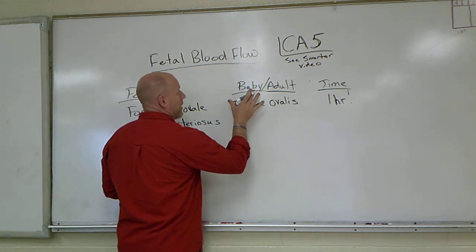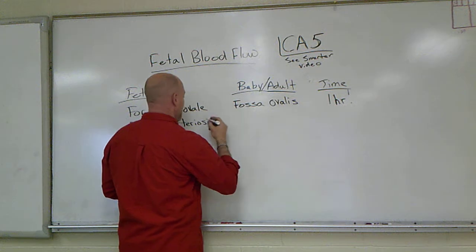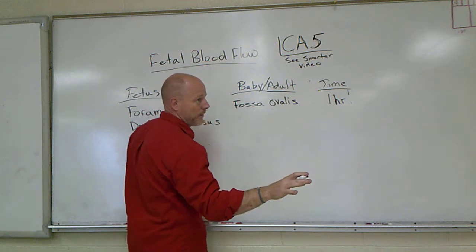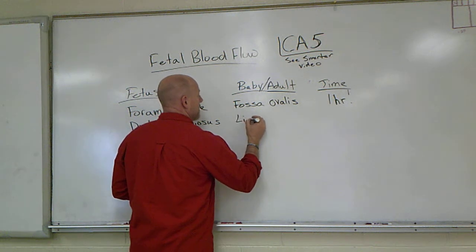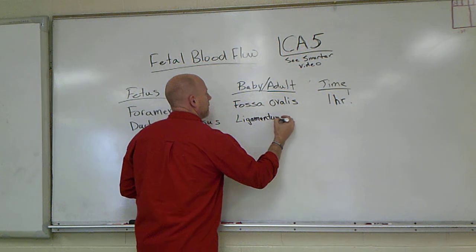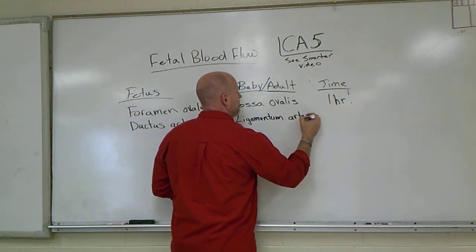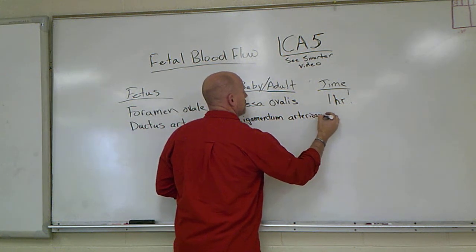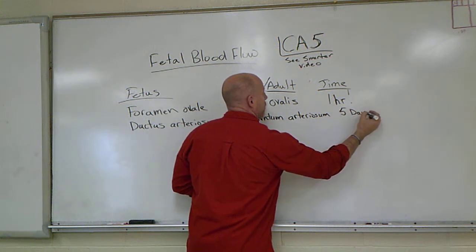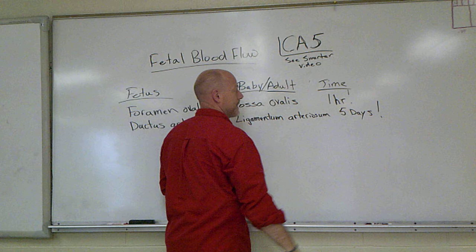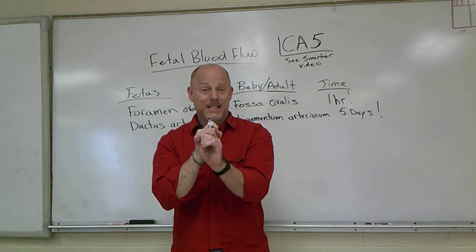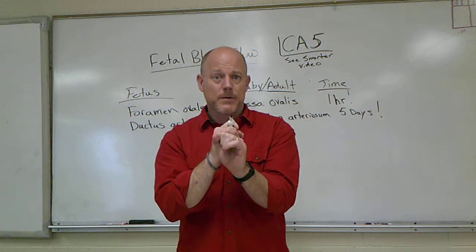By the time you're a baby/adult like you and I, it's no longer called the ductus arteriosus. It no longer lets blood flow through it, and it's called the ligamentum arteriosum. And that should be closed within about 5 days, less than a week. It goes from a duct to a ligament, and blood should not flow through it.